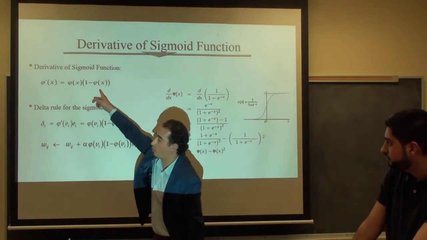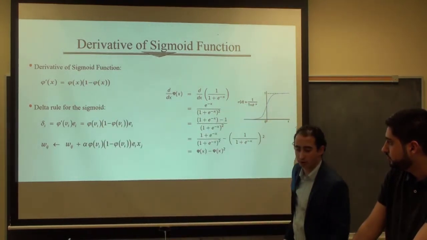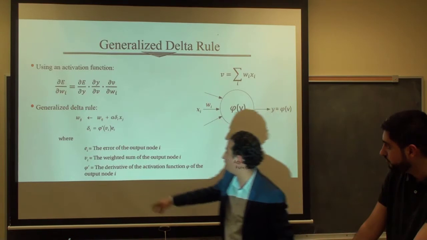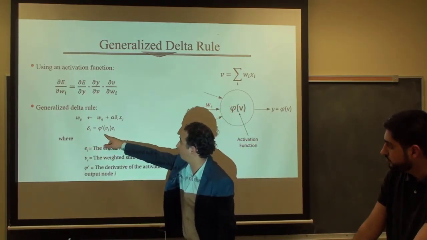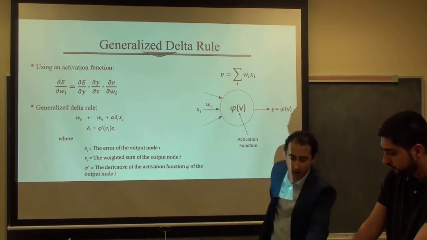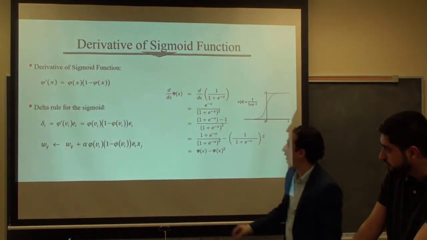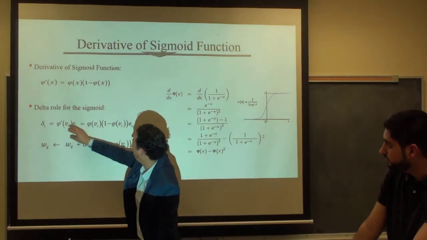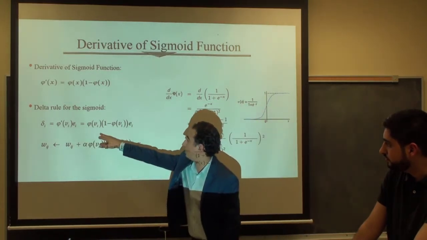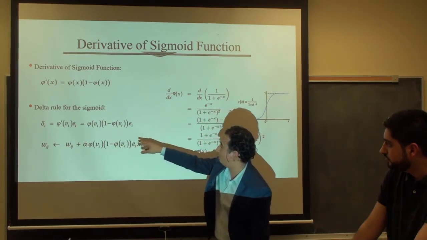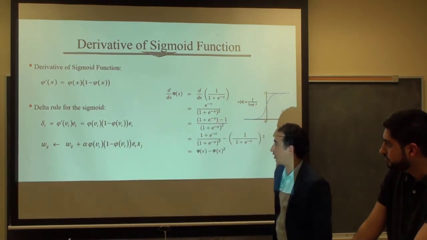Phi. So that's what we got over here. If we go to the delta function, delta is equal to phi prime, or the derivative of phi, multiplied by the error. So we're going to replace the phi prime on this equation that we saw earlier, and we get phi multiplied by 1 minus phi, multiplied by the error.